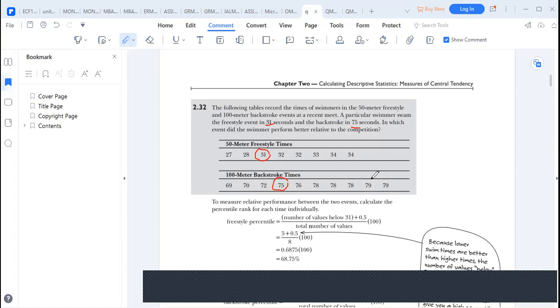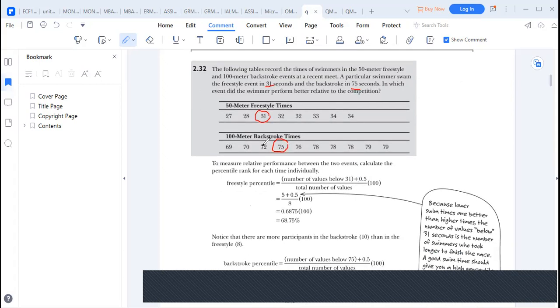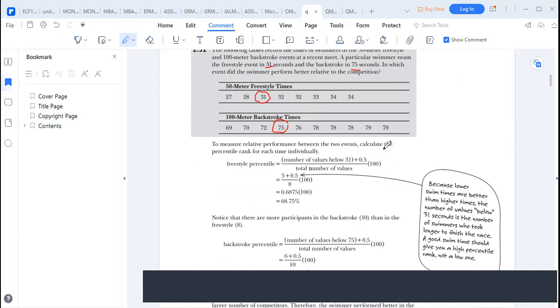So freestyle for 31 and freestyle. So we have 1, 2, 3, 4, 5. These are the total numbers before the actual total figures here. So we have 1, 2, 3, 4, 5, 6, 7, 8. 1, 2, 3, 4, 5, 6, 7, 8, 9, 10. So we're going to use two relative figures, 8 and 10.